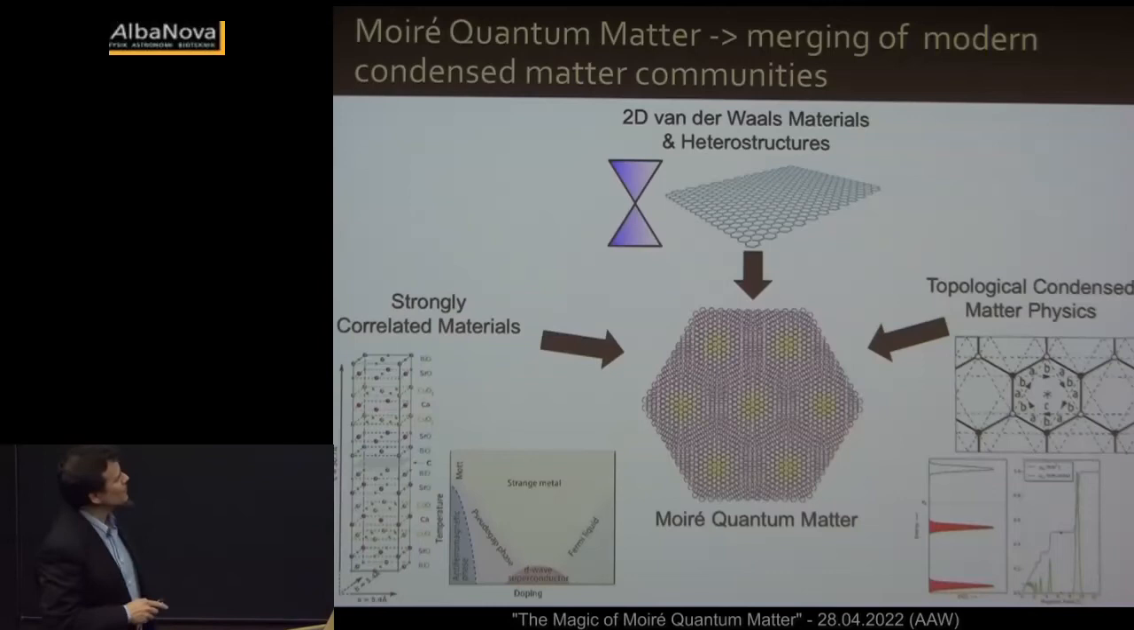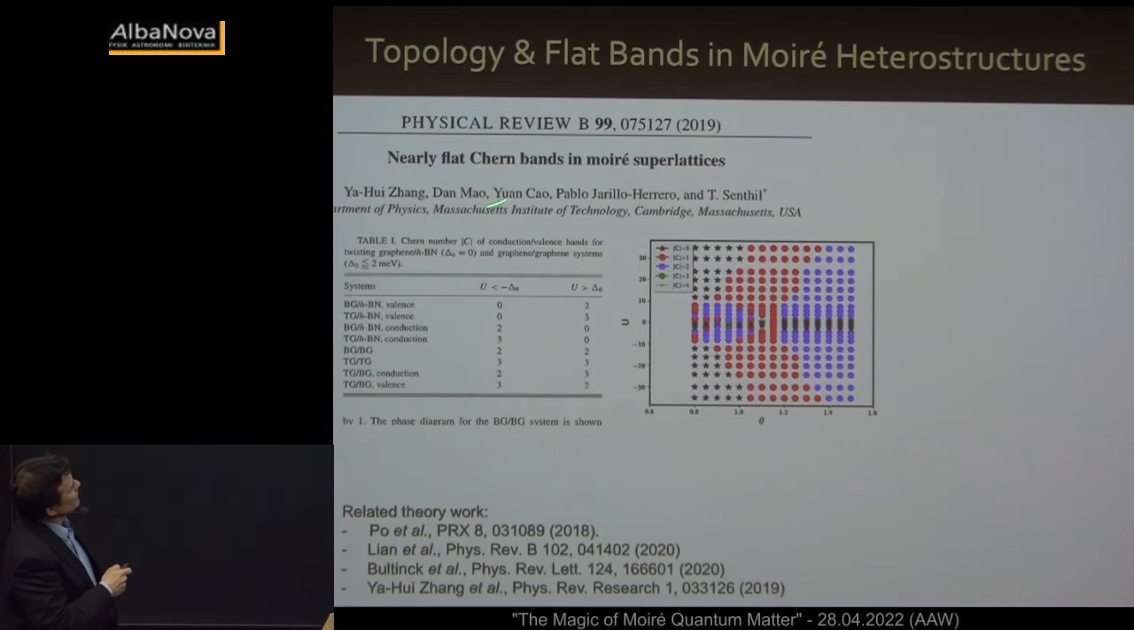Okay? But soon after our discovery, together with my theory colleagues at MIT, we predicted that there will be these nearly flat Chern bands in Moiré superlattices, describing various types of Moiré quantum systems and the topological properties of these systems. There was also a lot of other theoretical work around the time.